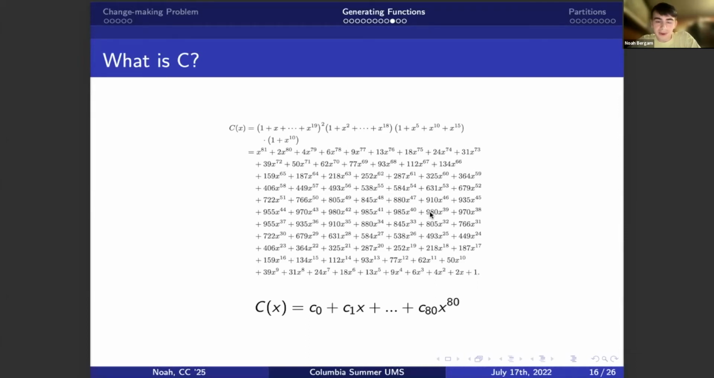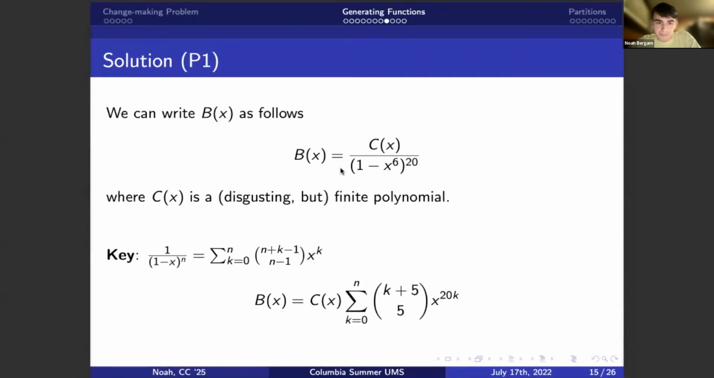So it's a very long polynomial. It's not something you would come up with immediately. But I'm trying to think of things in terms of their purpose in terms of solving this problem. And when you step back, the whole point of putting c of x here was that it allows us to simplify b. And what I mean by that is c of x is a finite polynomial. It might be disgusting, but it's finite. And then we have this expression on the bottom. We have c of x divided by 1 minus x to the 6th to the 20th.